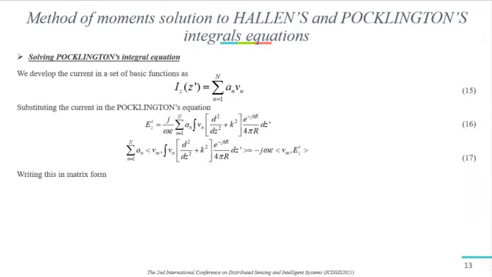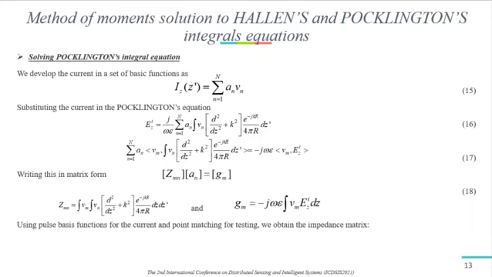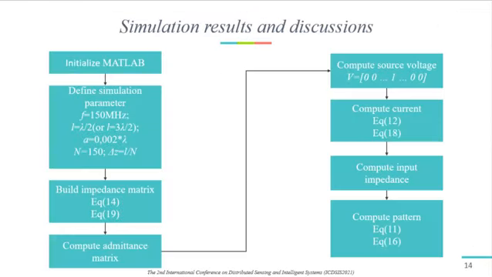Writing this in matrix form, we obtain that Vmn multiplied by An is equal to Gn. Using pulse basis function for the current and point matching for testing, we obtain the impedance matrix presented by equation number 19. For the simulation, we based on the following algorithm.